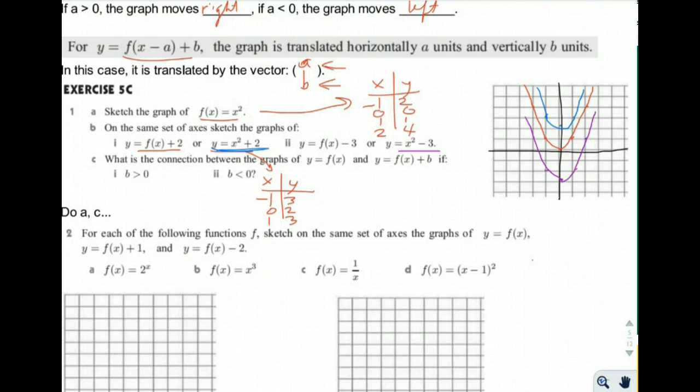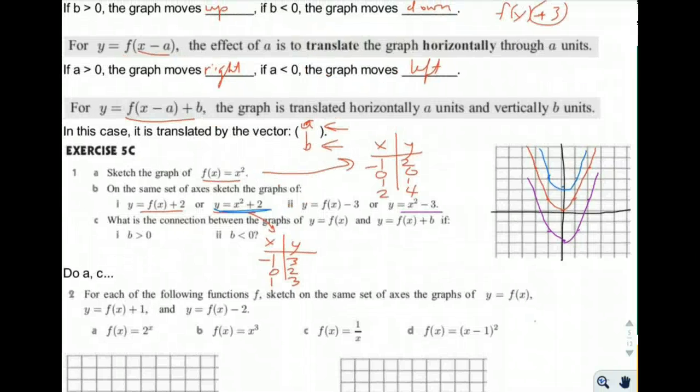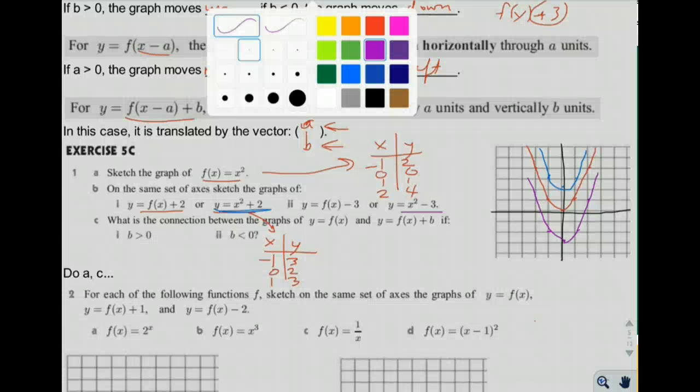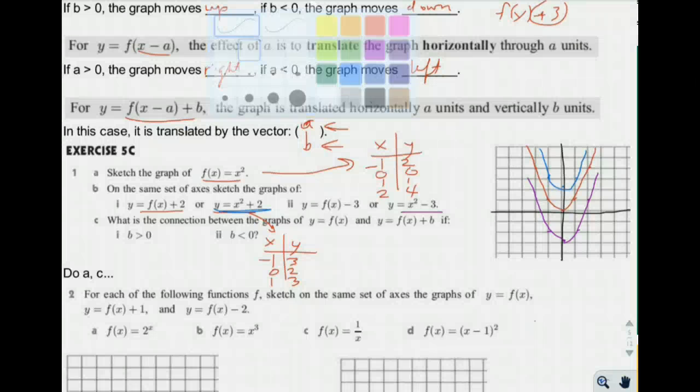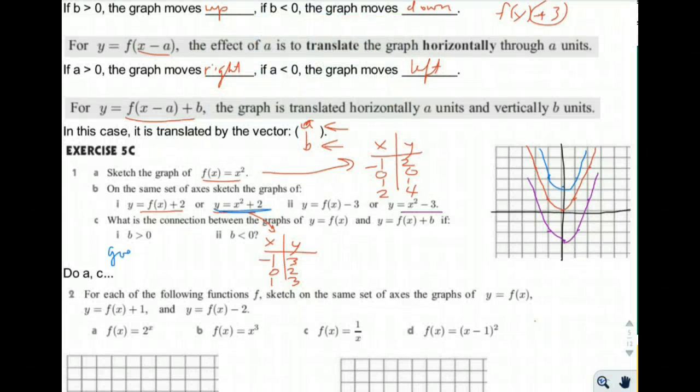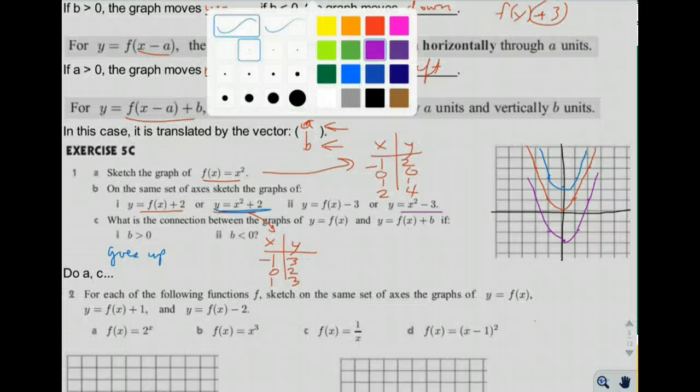Okay. What is the connection between the graphs of y equals f of x and y equals f of x plus b if b is greater than 0 or if b is less than 0? So again, if we look at the reading from above, we know that when b is positive, the graph goes up, and when b is negative, the graph goes down.